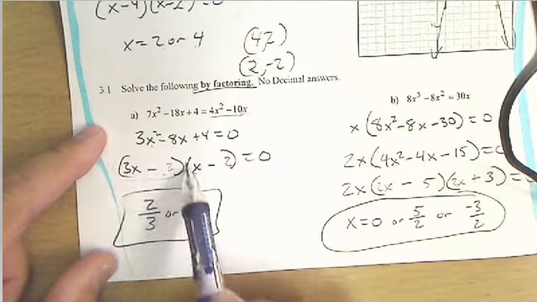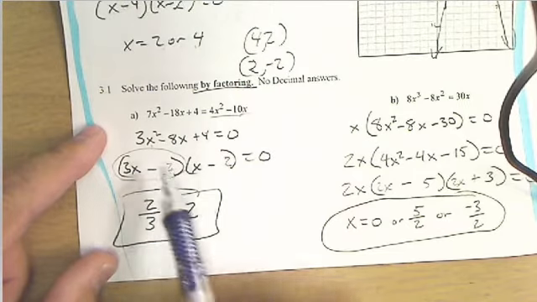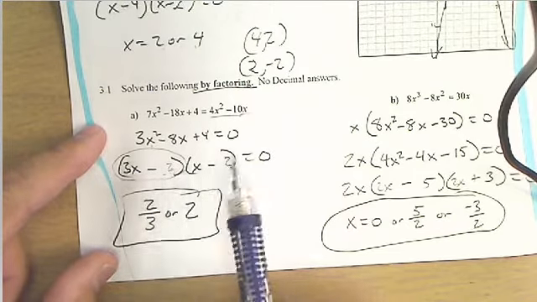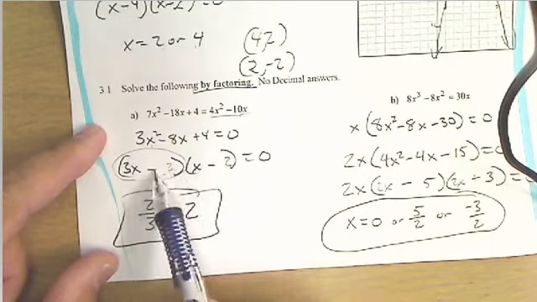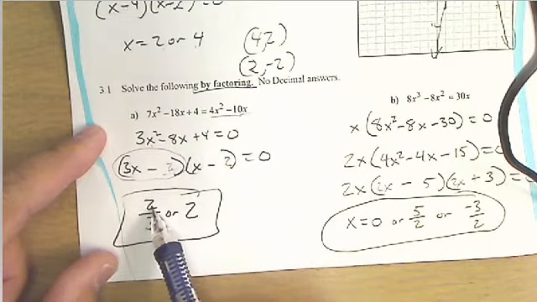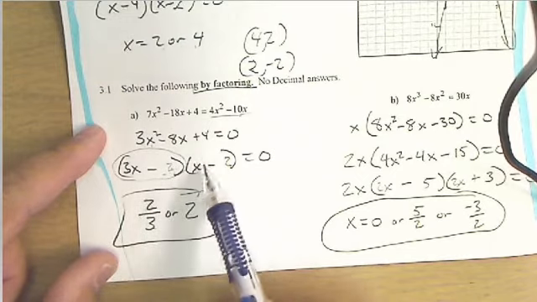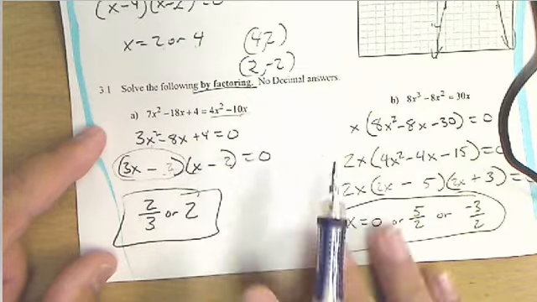And then zero product property says if I have two numbers that multiply together to equal 0, one of them has to be 0. So 3x minus 2 equals 0. You would add 2 to both sides and then divide by 3. So add 2 to both sides.